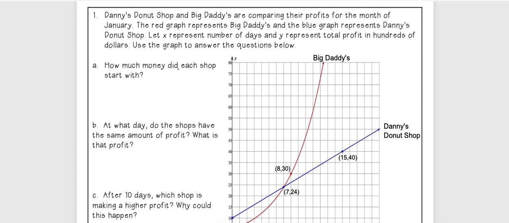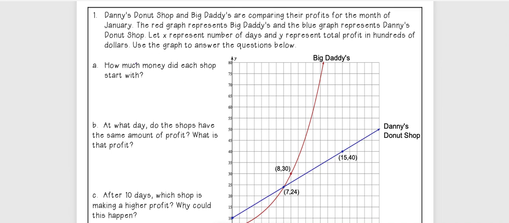Okay, so number 1, Danny's Donut Shop and Big Daddy's are comparing their profits for the month of January. The red graph represents Big Daddy's and the blue graph represents Danny's Donut Shop. Let X represent the number of days and Y represent the total profit in hundreds of dollars. Use the graph to answer the questions below.